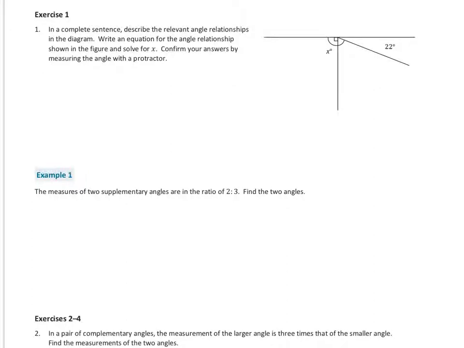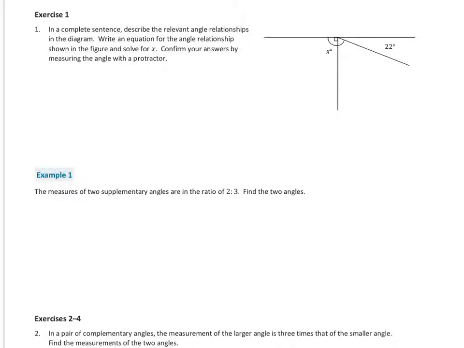Okay, so I'm on page 3 and it has exercise 1 and we have our first crazy diagram to look at. So exercise 3 starts with this one here. And they want us to write a complete sentence to describe the relevant angle relationship in the diagram. Then we're going to write an equation for the angle relationship shown in the figure. We are going to solve for x. So we need a sentence, an equation, and what does x equal?